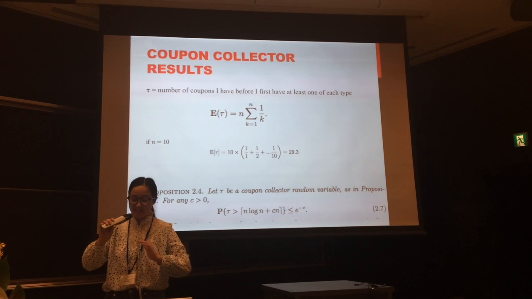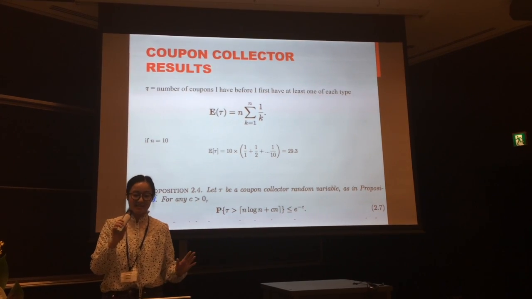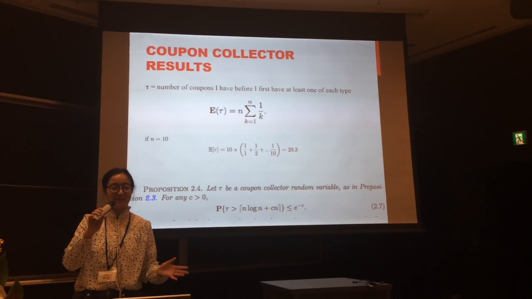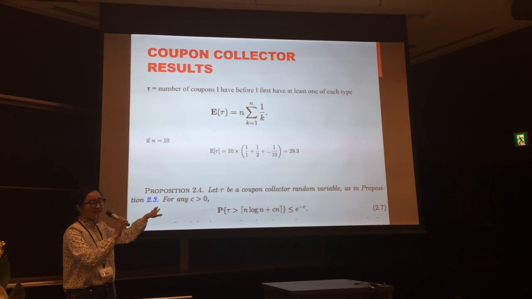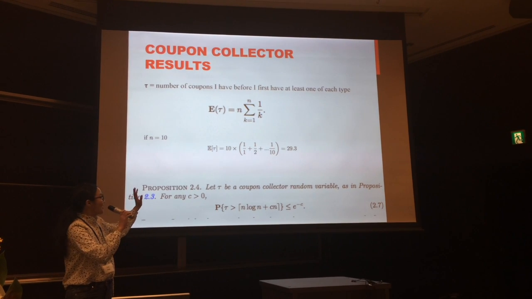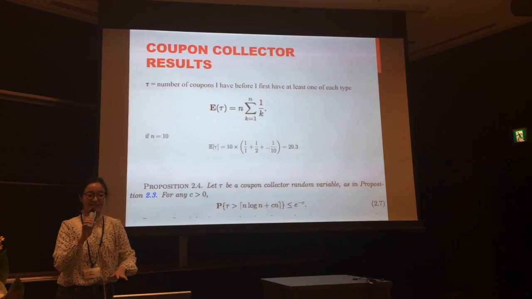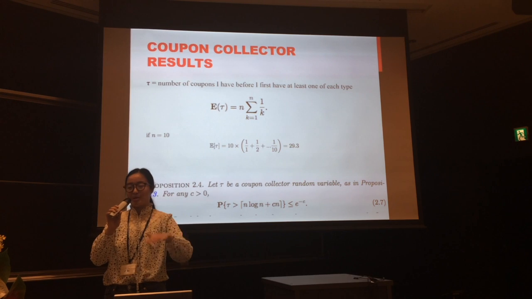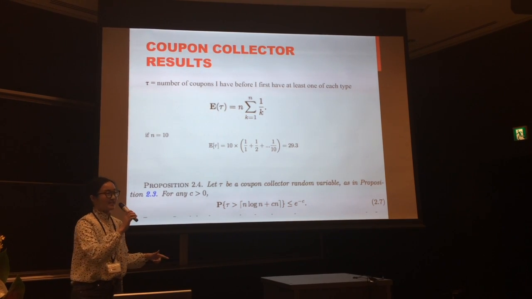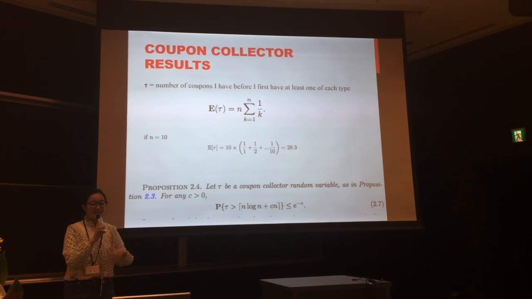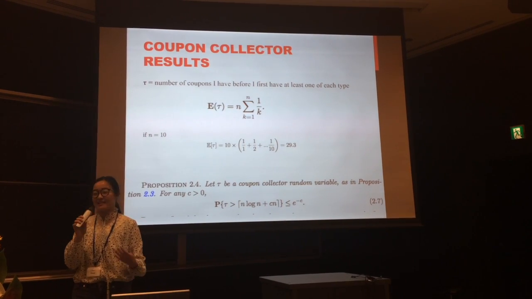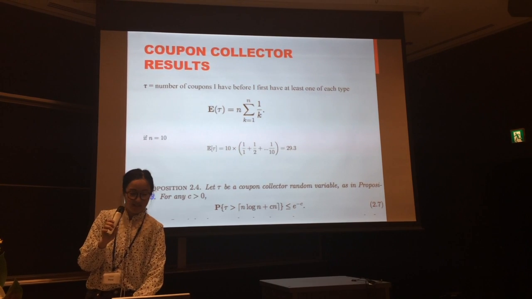So I proved that the expected value of tau, which is the number of Pokemon I have before I have one of each type, is given by this expression. So if there are 10 different types of Pokemon, I'm going to need about 30 Pokemon before I have one of each type. I also proved that the probability that tau is much greater than its expected value is pretty small. So by the time I have 30 Pokemon, it's very likely that I have one of each type.